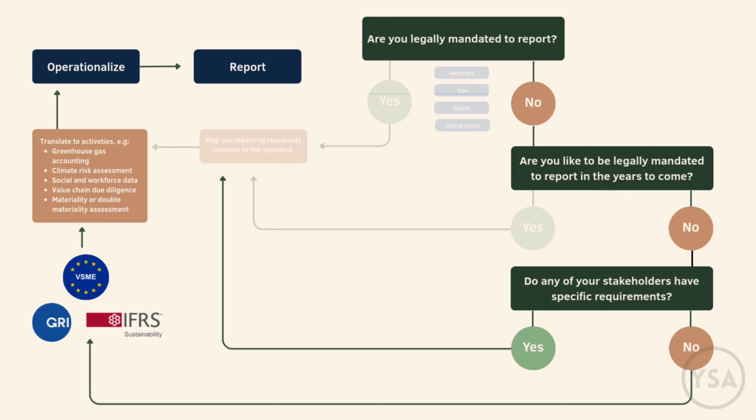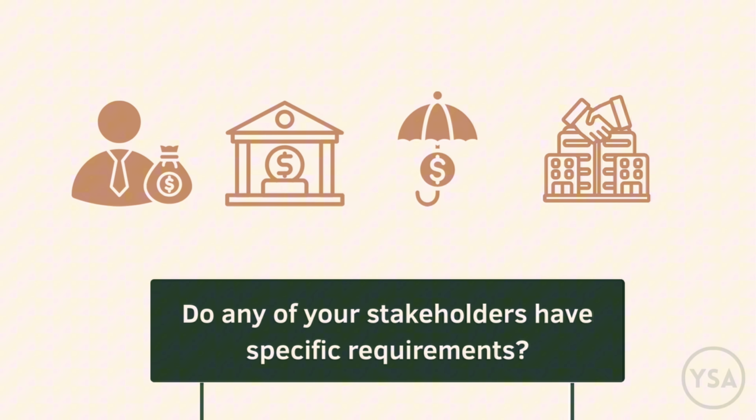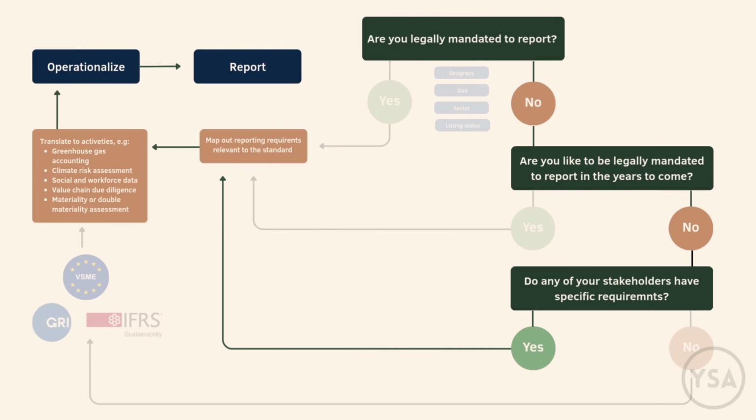So if you are currently not regulated and you do not expect to be regulated soon, the next question is, do any of your stakeholders expect anything? This is often investors, banks, insurers, or large customers. Because even if reporting might be voluntary from a legal perspective, these stakeholders might still require disclosures or data. So if a key stakeholder asks you to report in a certain way or follow a specific framework, the decision is already made for you. You should follow those requirements. Access to capital and key customer relationships often depend on this.